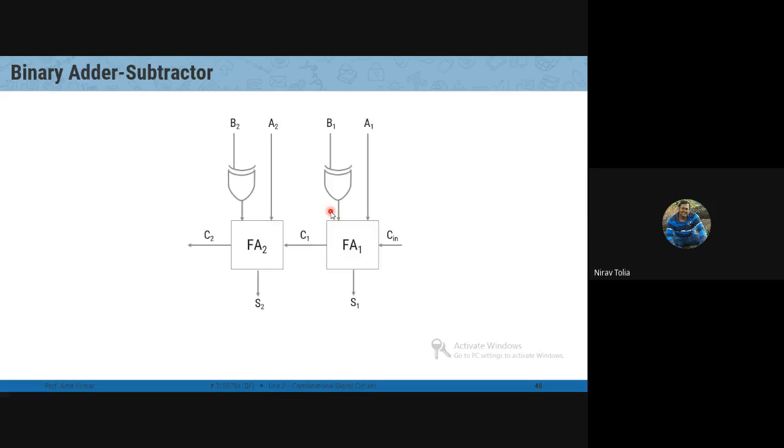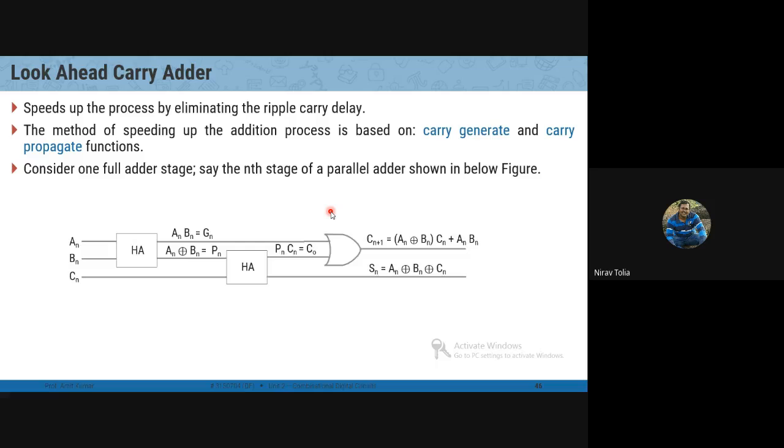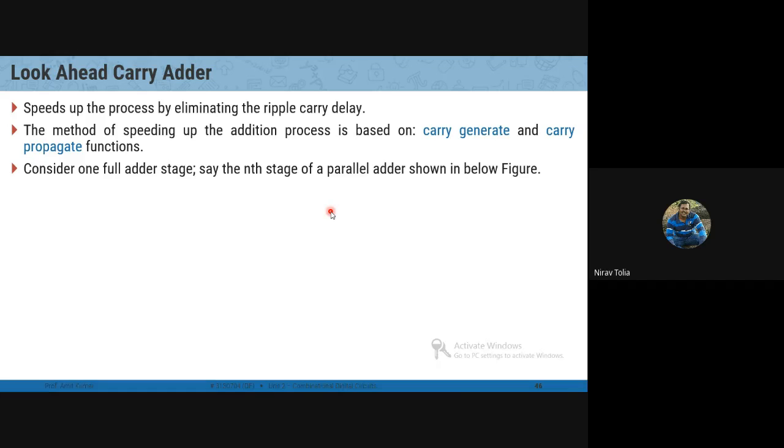What does the look ahead carry adder do? It calculates the carry before the process. So what is that? It speeds up the process by eliminating the ripple carry delay. That carry is rippled to the next full adder, so there is some delay. In a look ahead carry adder, we do not have that carry delay. So the look ahead carry adder is faster than the generalized adder, the binary parallel adder. Instead of the binary parallel adder, the look ahead carry adder speed will be faster.